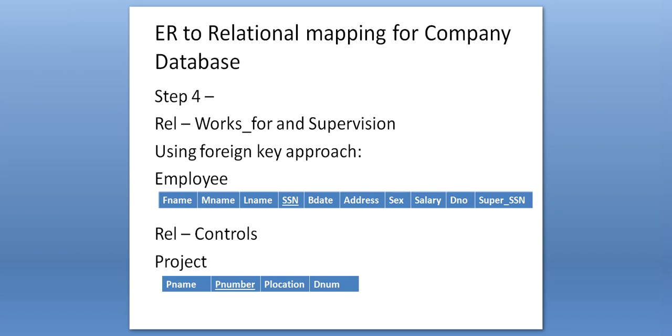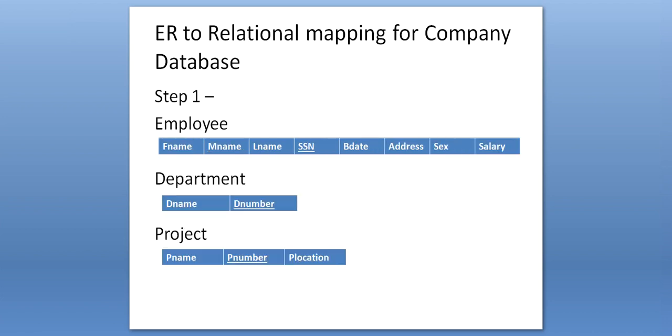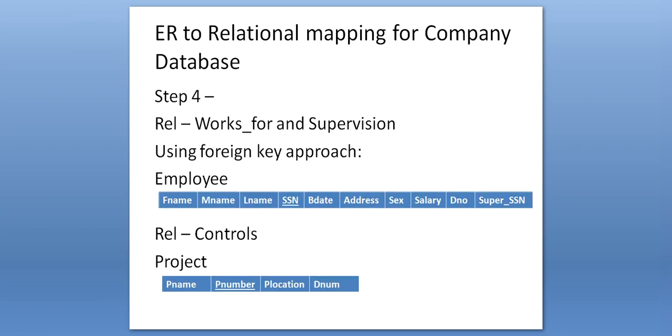For the works for relationship type, the n side is employee, isn't it? And for supervision also, because supervision is a recursive relationship type, it is obvious that the n side is going to be employee. So for both of these relationship types, supervision and works for, the changes are in the employee relation, which we already created in step number 1. Let us see what changes we are going to make.